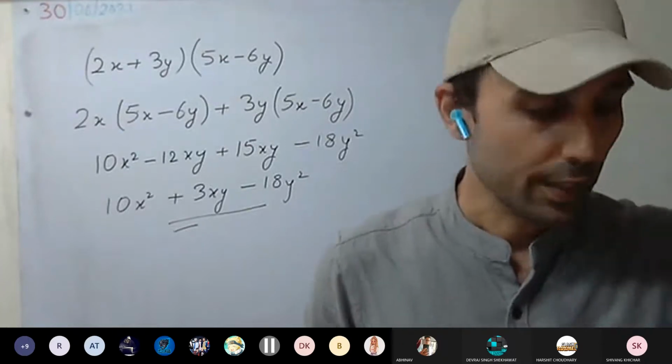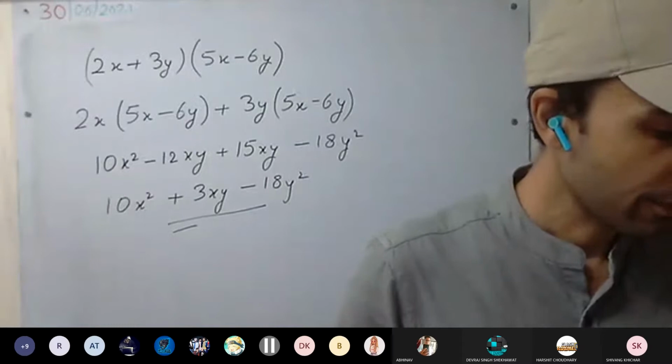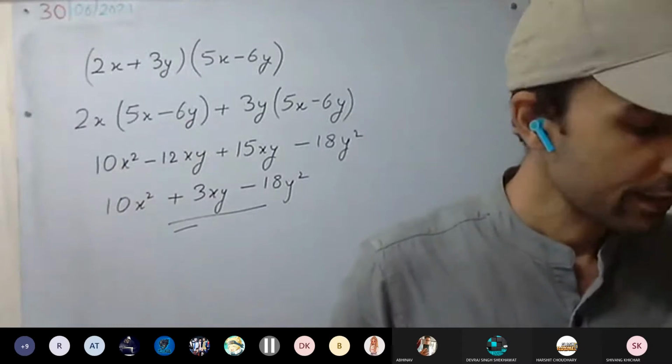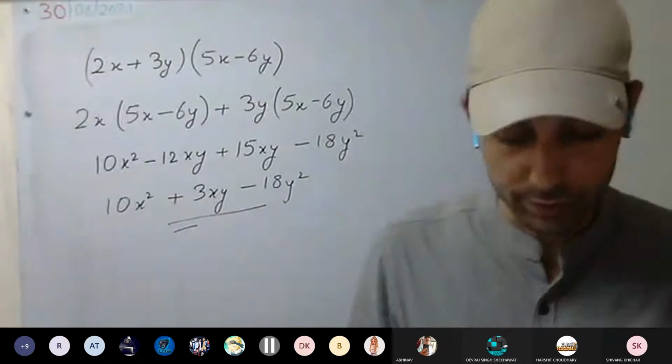Okay, so the next one: 6x minus y multiplied with minus 3x plus 5y. Is everyone able to solve? Keep solving the questions.